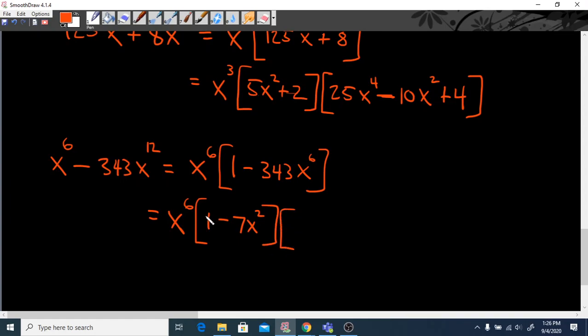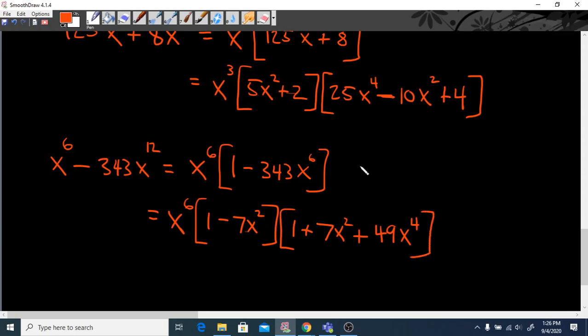Okay, then square the first one. 1 squared is 1. Change the sign. Here's minus, so it's going to be a plus. Multiply the two together. 1 times 7x squared is 7x squared. And then finally plus, square the last one. So 7 times 7 is 49. X squared squared, x to the 4th.